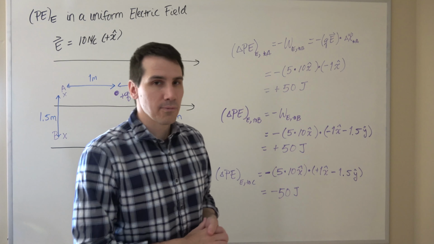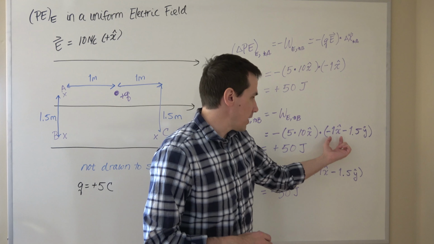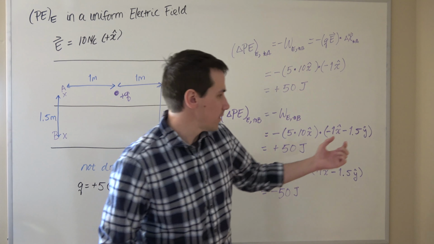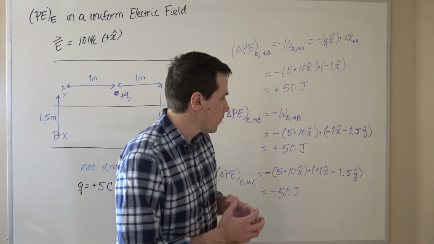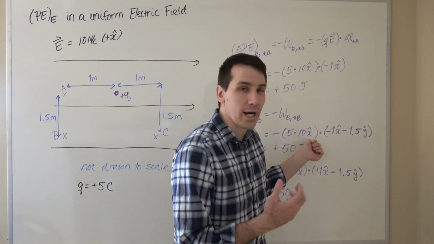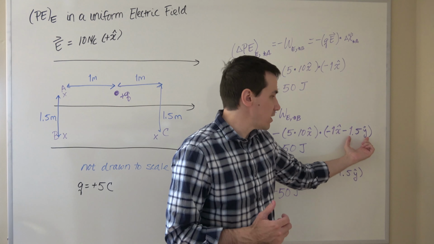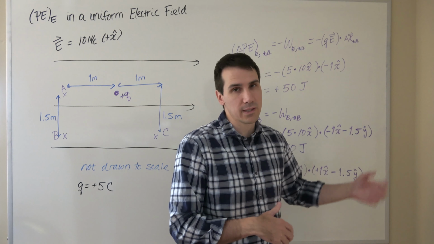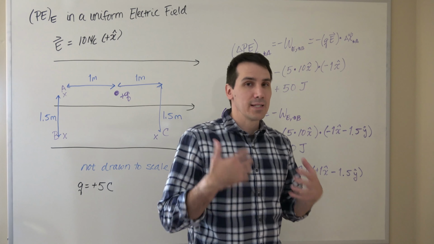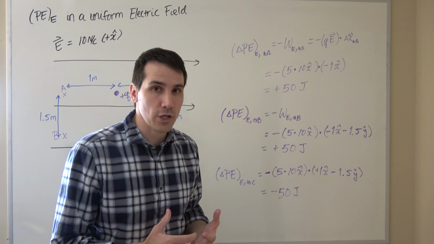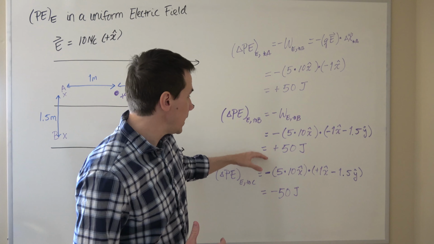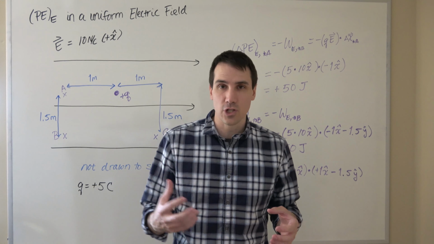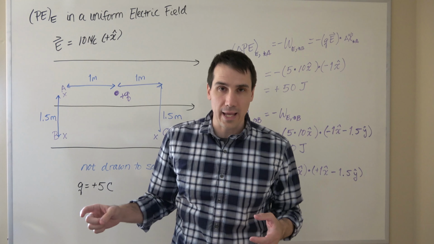Now, remembering how the dot product works, we multiply the x component by the x component and the y component by the y component, and then we sum the result. But we don't have a y component to the electric field, so this y component of my displacement gets multiplied by 0 and does not add to our change in potential energy. So our change in potential energy to get to point B is exactly the same as the change in potential energy to get to point A.